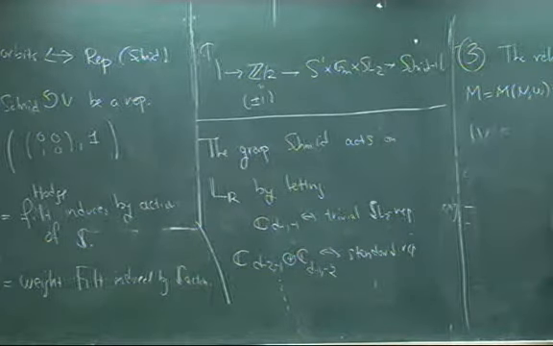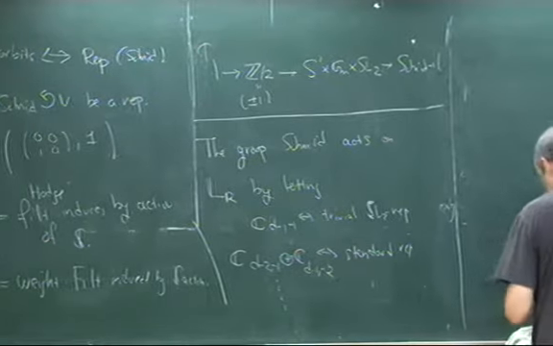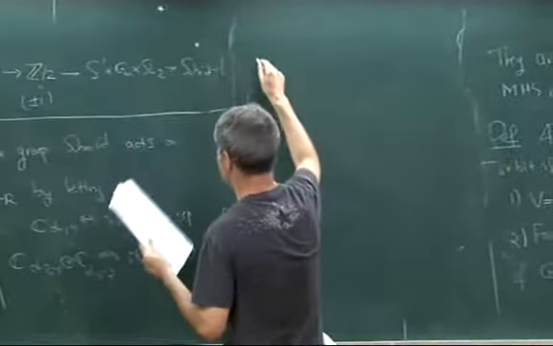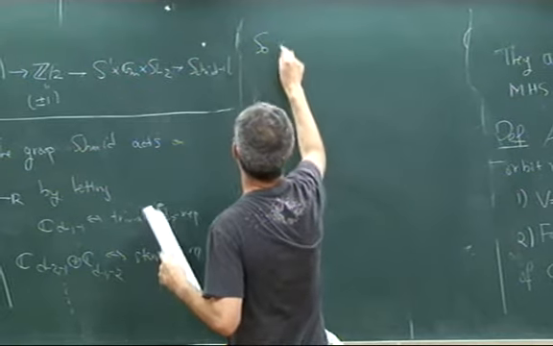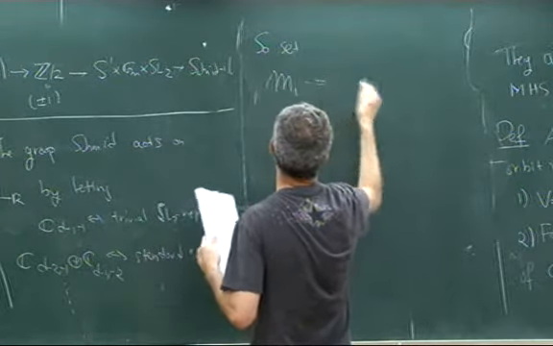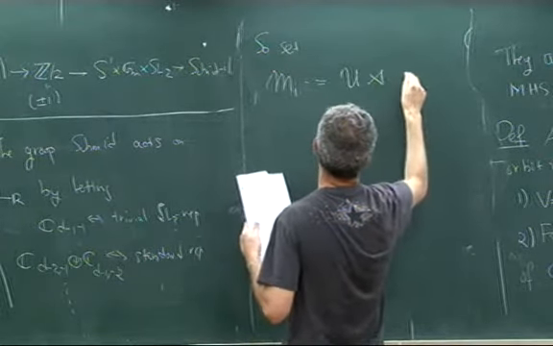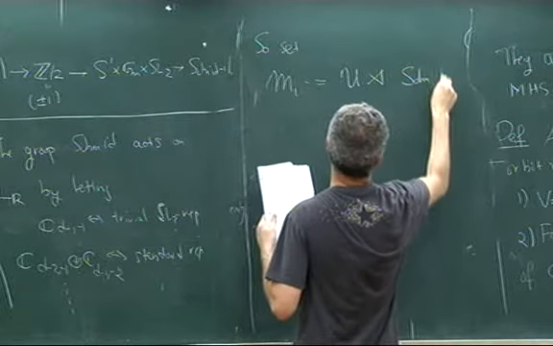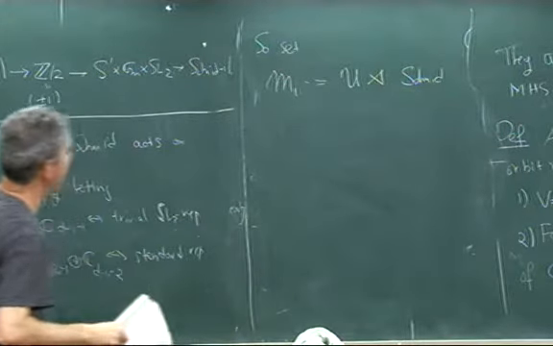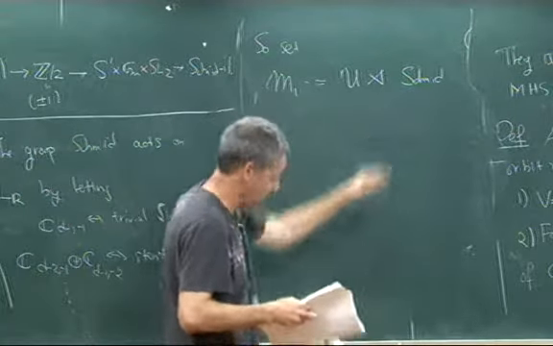Okay. Then you can set M1 equal to the Schmidt group semi-direct product that guy U. Since the Schmidt group acts on L, it acts on the free algebra generated by L, and it acts on that pro-unipotent group that comes from it. So you could set M1 equal to the Schmidt group semi-direct product U.